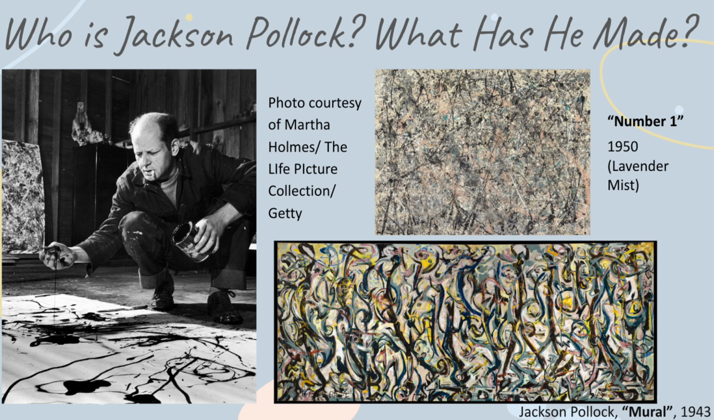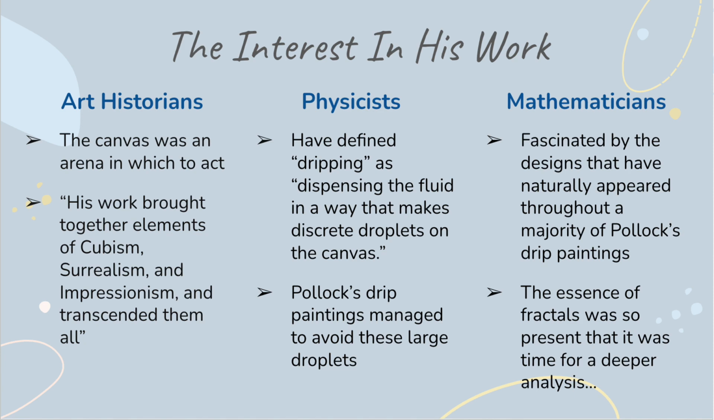Then on the left, you can see Pollock in the middle of his drip painting process. There were a lot of people from different fields who were fascinated by Pollock and his work, such as art historians, physicists, and mathematicians. For art historians, it was how he changed how artists view the canvas. It used to be a space to reproduce, redesign, analyze, or express an object, but Pollock saw it as an arena in which to act, which added action and feelings of movement into his art.